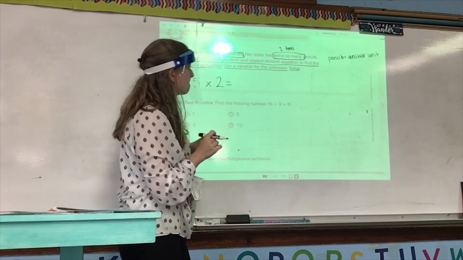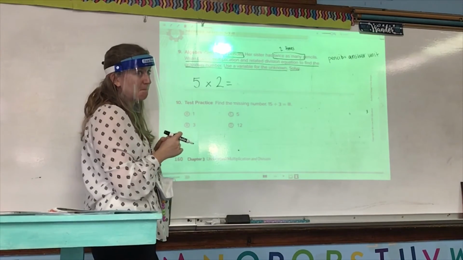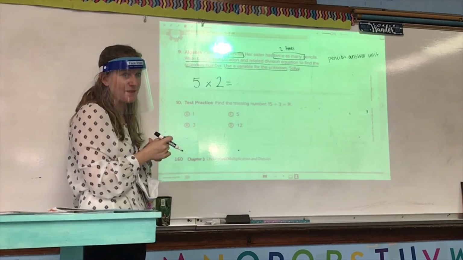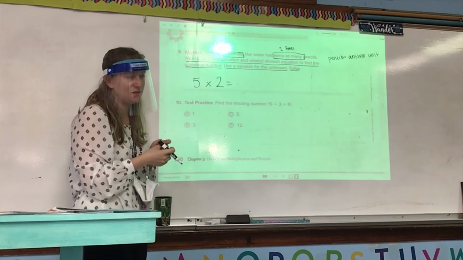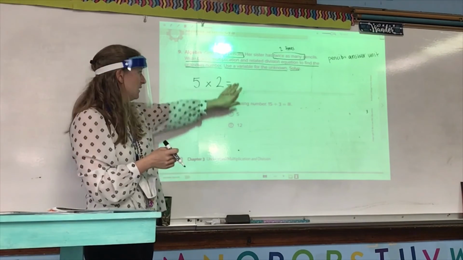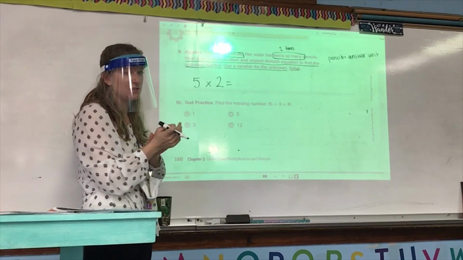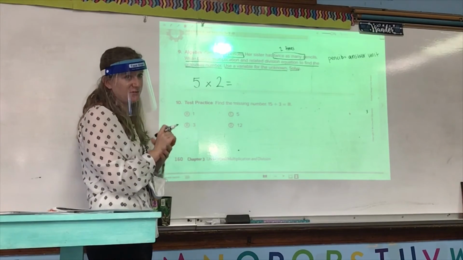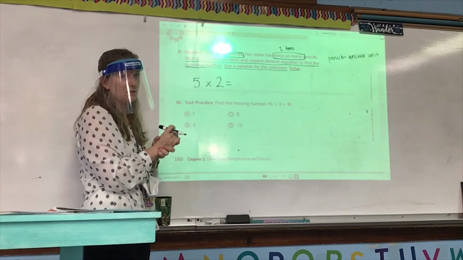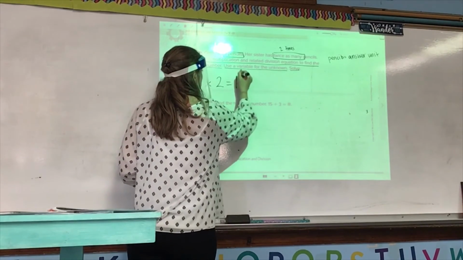So what do we need to use? Related division. Alright. To set up our equation, what does the problem tell us to use? We don't know how many pencils. That's the unknown, so what do we have to use? A variable. What variable would you like to use? We are using letters. A P. P for pencils. Yes.